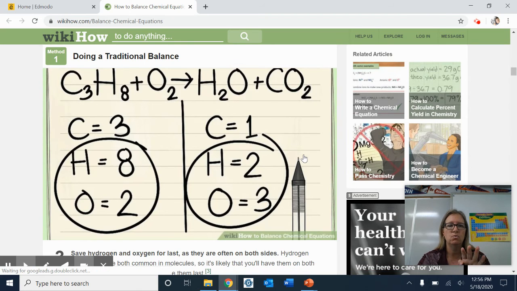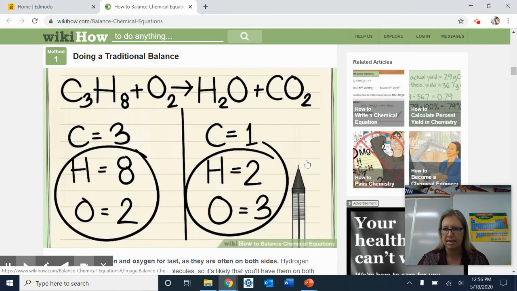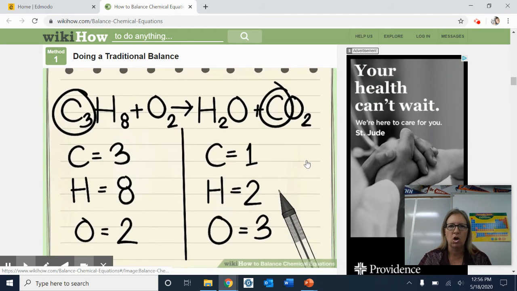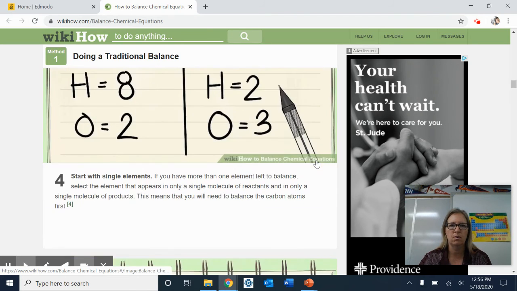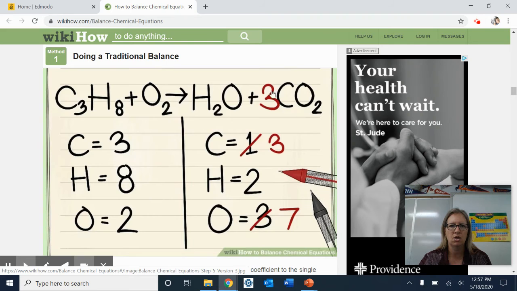This recommends you hold the hydrogen and the oxygen to the last because they appear in so many different formulas. Deal with the elements that are there aside from hydrogen and oxygen, okay? So looking at the carbons, I've got 3 on this side and 1 on the other. So I'm going to put a large 3 coefficient in front of this entire compound. So now that means I have 3 carbon on this side, but it also changed the number of oxygen on this side. So 3 times 2 is 6, plus the 1 right here. Now I have 7.